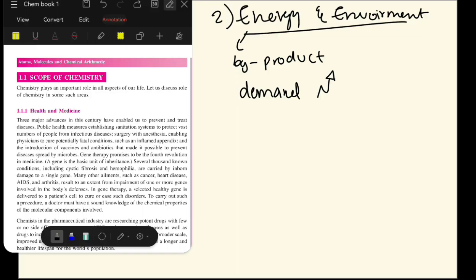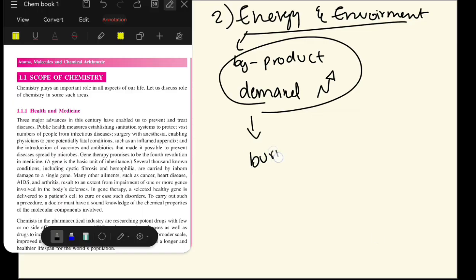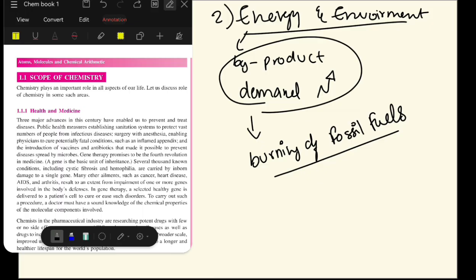It's increasing a lot in both technologically advanced countries such as the US and also in developing ones such as India. Currently, the major source of energy in today's world is the burning of fossil fuels. Okay, what are fossil fuels? Fossil fuels are coal, petroleum, natural gases, etc.